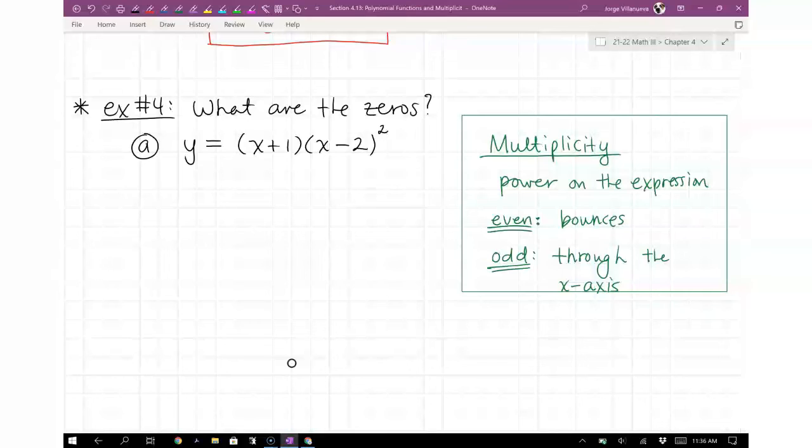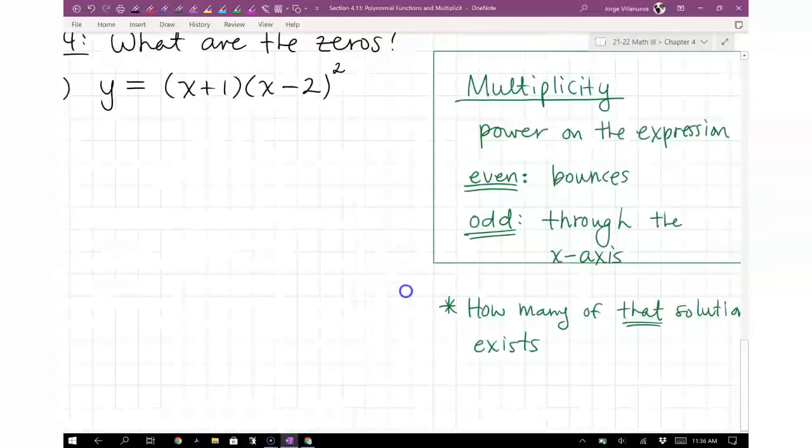Multiplicity also means how many of that solution exists.